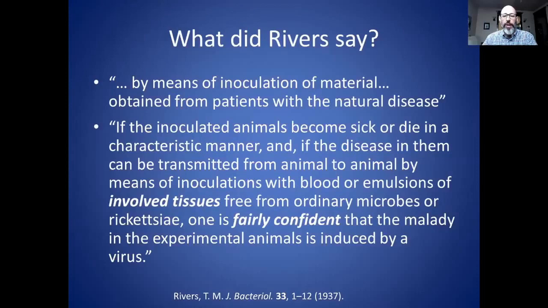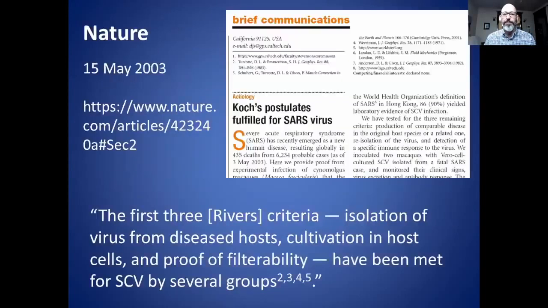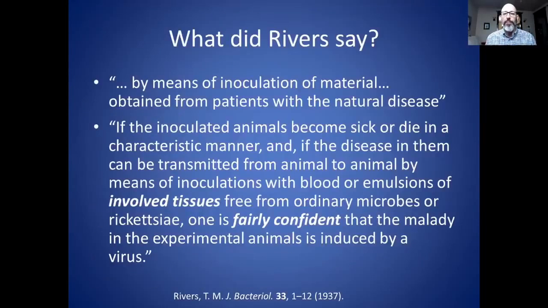Says one is fairly confident that the malady in the experimental animals is induced by a virus. So basically what he's saying is, if you apply his criteria, it's not certain, but you can be fairly confident that the virus causes that disease. So that is not very inspiring of confidence in me, but nonetheless, that is what he said about these criteria. So in other words, even if all 6 of the criteria are satisfied, that only leads you to be fairly confident, not conclusive, not certain, not 100%, just fairly confident.